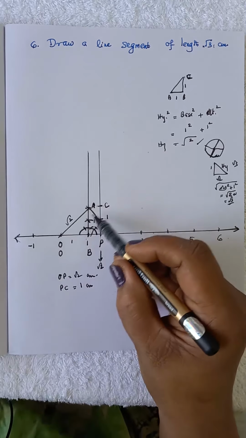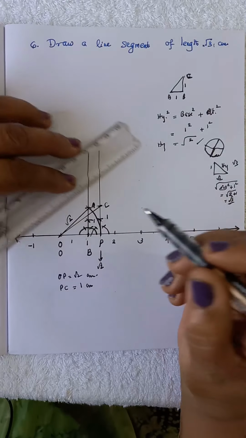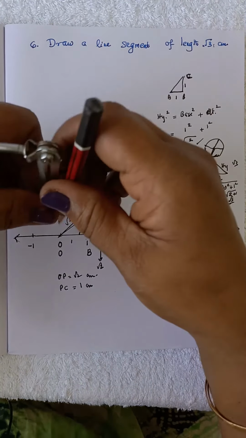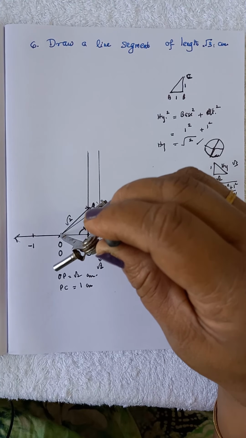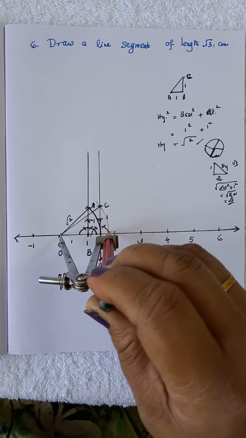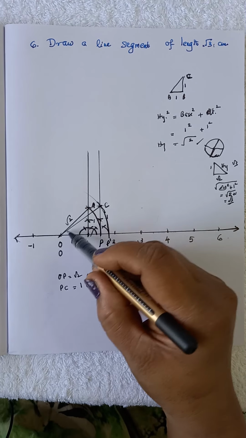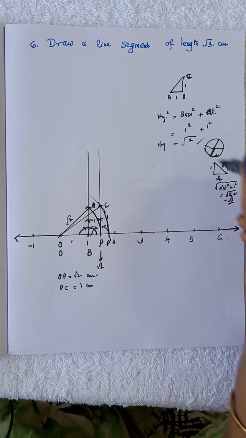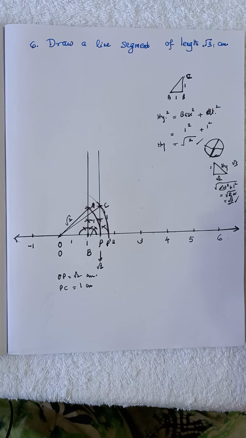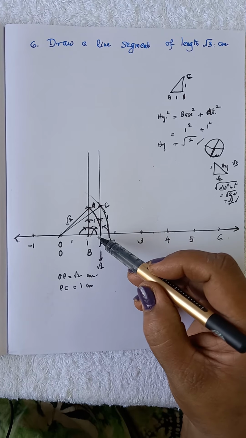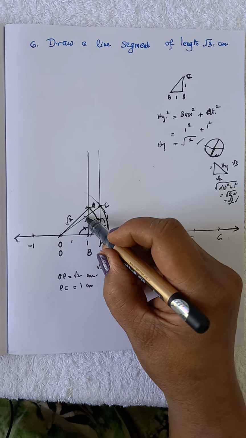Now we will join this O to C. This is OC. Now take this length OC in the compass and draw it down to the number line so that it meets the number line here. Let it be P dash. Now what is this length OC? OC is like this root 3 because base is root 2 centimeter and height 1 centimeter. So this length is root 3.